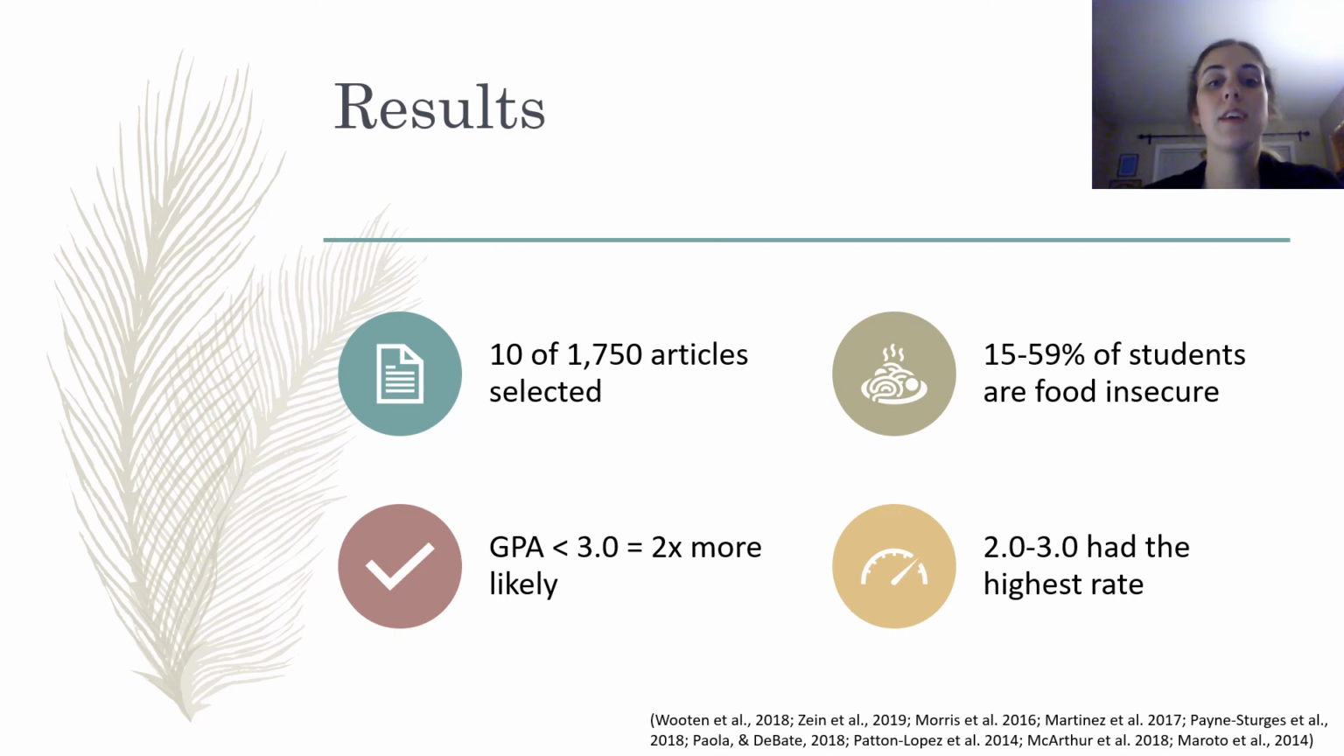So in the end, I selected 10 of 1,750 articles, and within these articles, it was shown that 15 to 59% of students were food insecure, and if they had a GPA of 3.0 or less, they were 2 times more likely to be food insecure, so that kind of showed that maybe there was a correlation. And 2.0 to 3.0 GPAs had the highest rate of food insecurity.